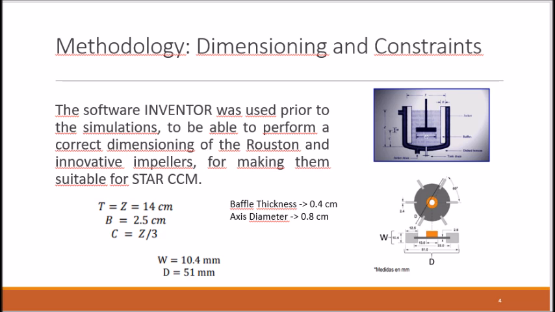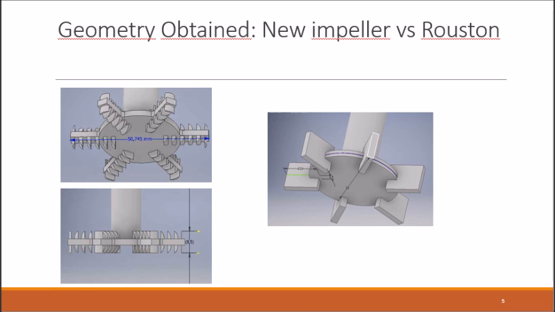And the most important physical constraints regarding these topics are the width of the impeller. It must not have a greater width than 10.4 millimeters, and it must not have a greater diameter for the impeller than 51 millimeters. The next slide exhibits the results that we obtained on the software Inventor. We finally achieved a diameter of 50.24 millimeters and a width of 8.5 millimeters. At the right, we can see the standard Ruston impeller with the physical constraints and dimensions that I previously mentioned.